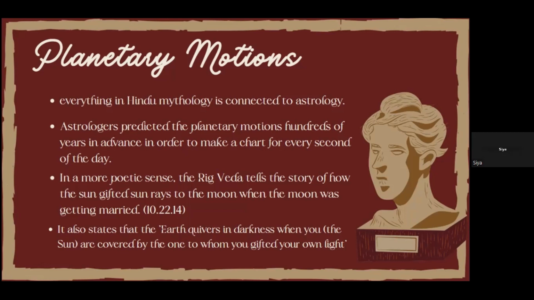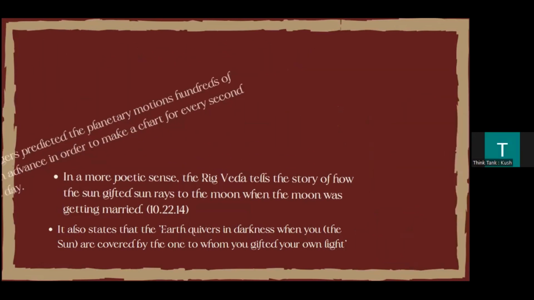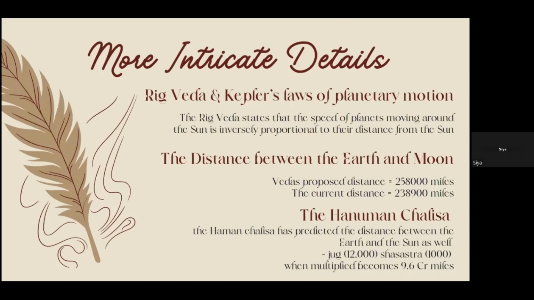Most civilizations thought of the eclipse as some wrath of the gods or something like that. But in the Vedas, it is actually written that the earth quivers in darkness when it is covered. So they knew that it is the moon that is covering the sun during the eclipse. Exactly, and they studied it in so much detail.